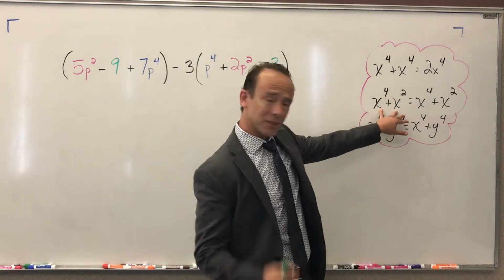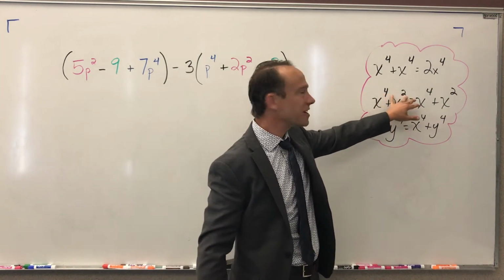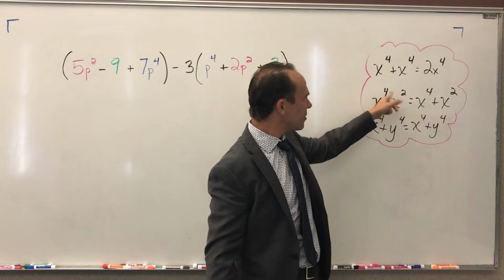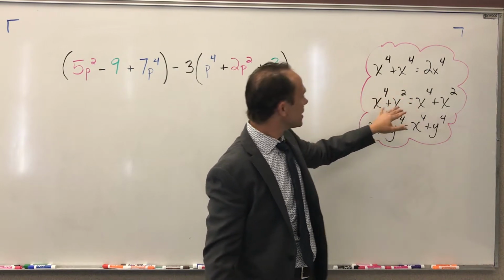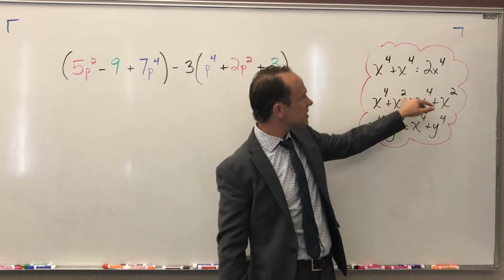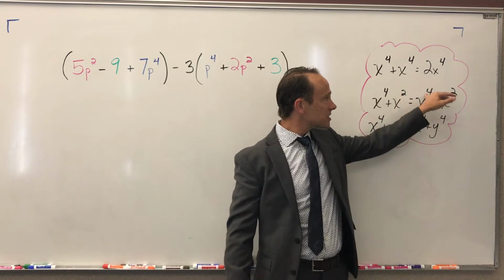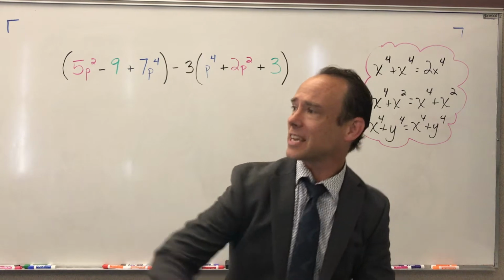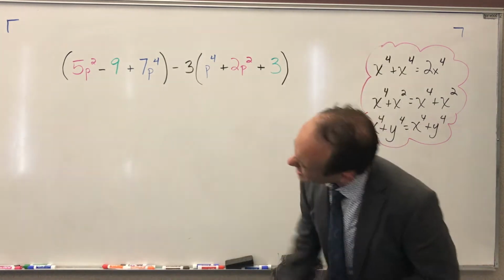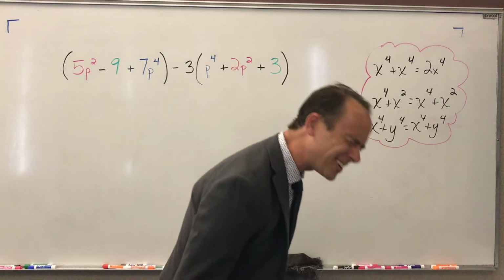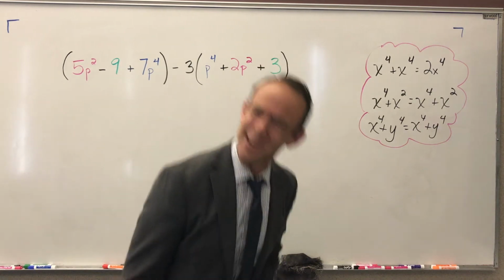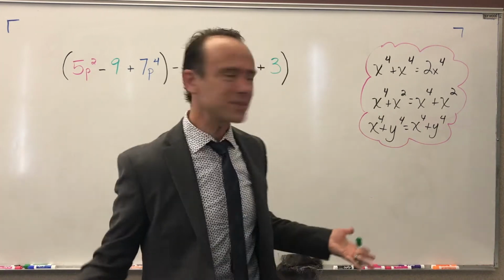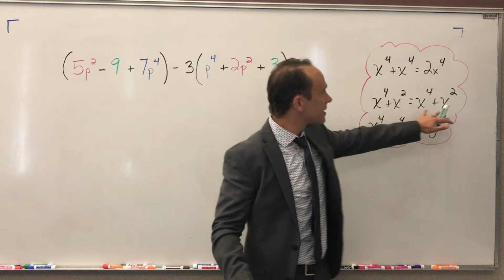Now here, the bases are the same, but those exponents aren't the same. 4 isn't the same as 2. And so if it's x to the fourth plus x squared, that's just equal to x to the fourth plus x squared. That's all you can do. So if someone's like, yo, what's x to the fourth plus x squared? You've got to answer, it's x to the fourth plus x squared. You can't combine those. They're already simplified.